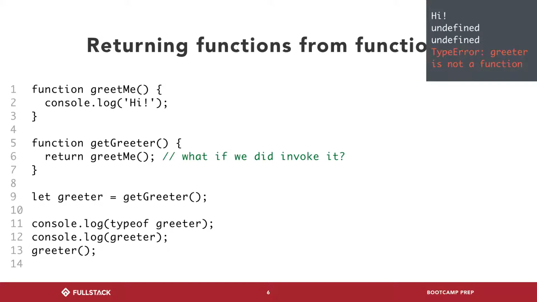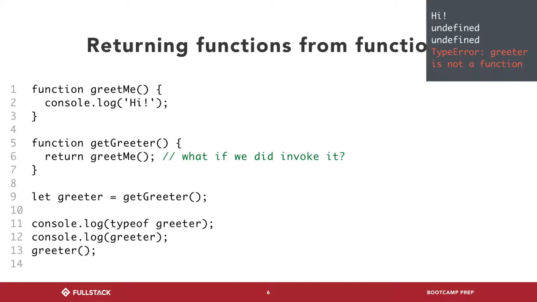Yeah, exactly. The return value of greetMe, right? Because now we're invoking the function. This is now no longer a function. This is whatever the return value of the function was, right? We run this, and so when I run greetMe, what gets returned? Well, there's no return statement in this function. So by default, it means this function is going to return undefined.